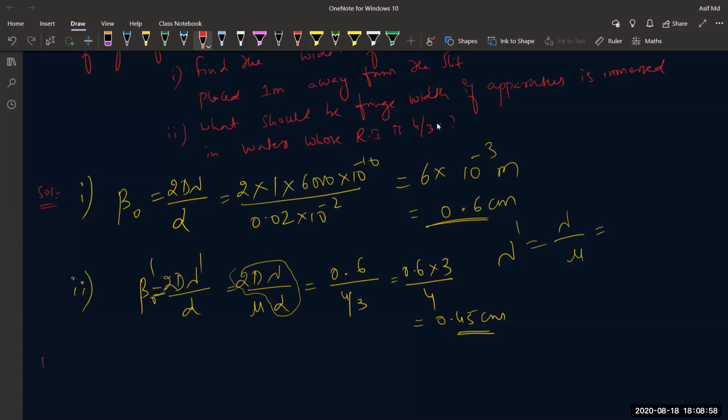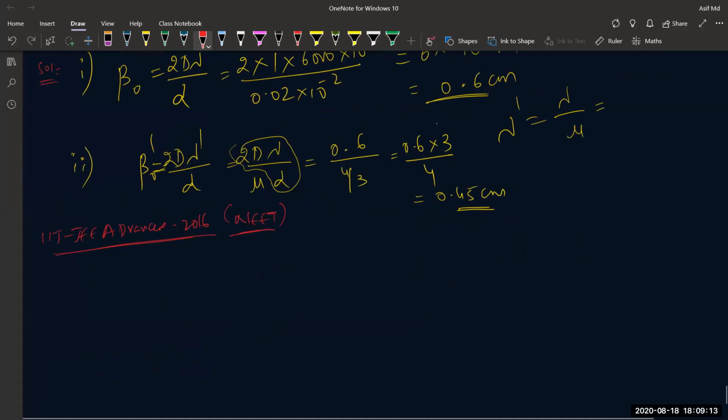This is an IIT JEE Advanced question. In 2016 it was asked, but even NEET students can try this question. Okay, the question is lengthy, but it's really very easy, but understanding is very important. So see what exactly the question says.